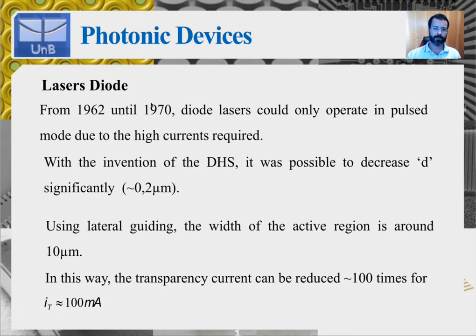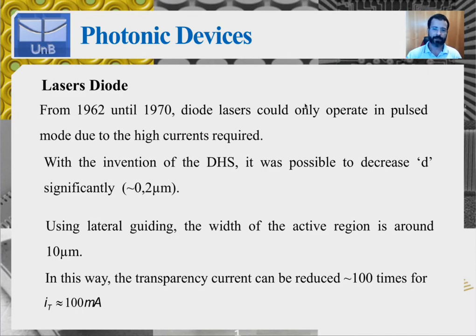Up until the 70s, it was not possible to use laser diodes with CW, or continuous wave, operation. Basically these types of laser had to operate in pulse mode, right? So you have the emission of optical pulses by controlling the injection current, the forward bias current, so that it was a pulsed current.